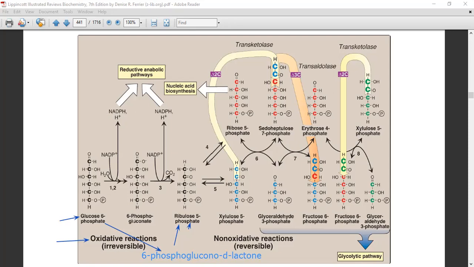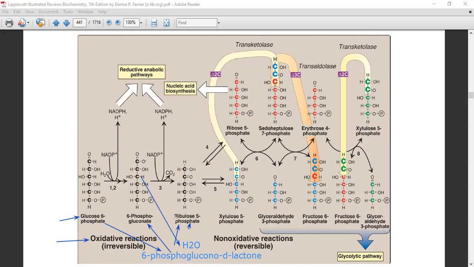So in the second reaction, 6-phosphogluconolactone is now converted to 6-phosphogluconate by the lactonase enzyme. For the lactonase enzyme, we put in water. So here you will see some water coming in.